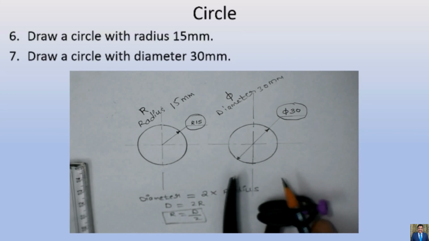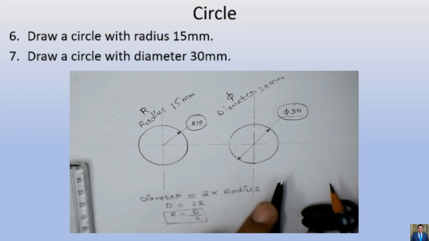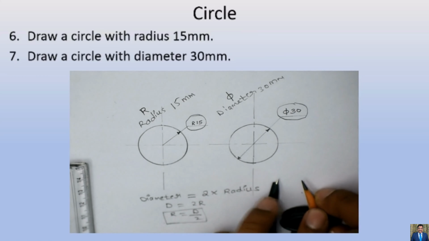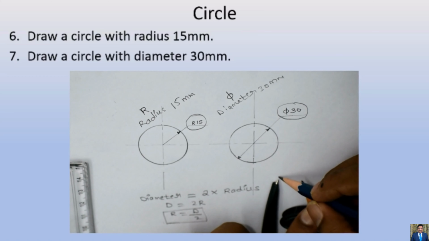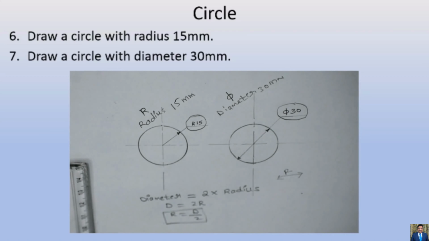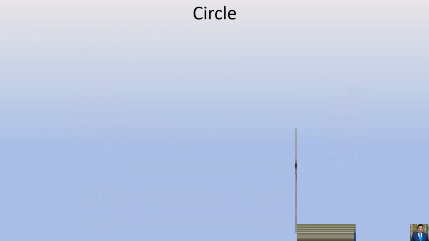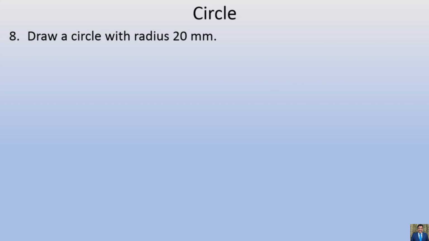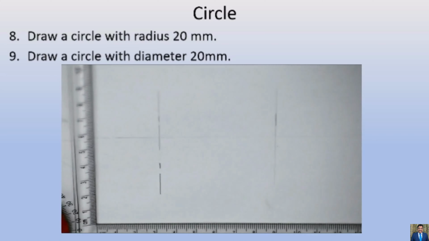So for drawing with compass, you always take the radius. This distance from this nib to the pencil nib is always going to be radius. Radius, radius, radius. So even if diameter is given, we will take the radius. Now we will see two more problems. Draw a circle with 20 mm radius and draw a circle with diameter 20 mm.